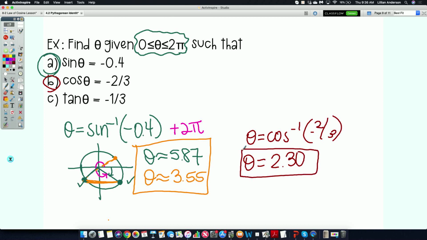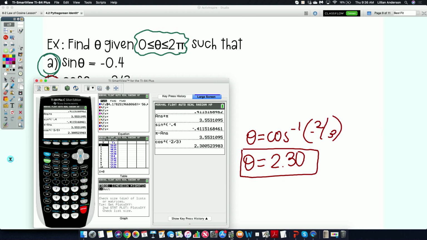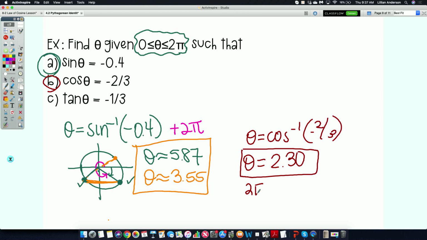So then how do I find the one that's in the third quadrant? What do I need to do? I wouldn't add pi over 2, no, because remember, again, they're not equally spaced apart. 2 pi minus theta. I would do 2 pi minus that angle. So then my third quadrant angle would be 3.98.